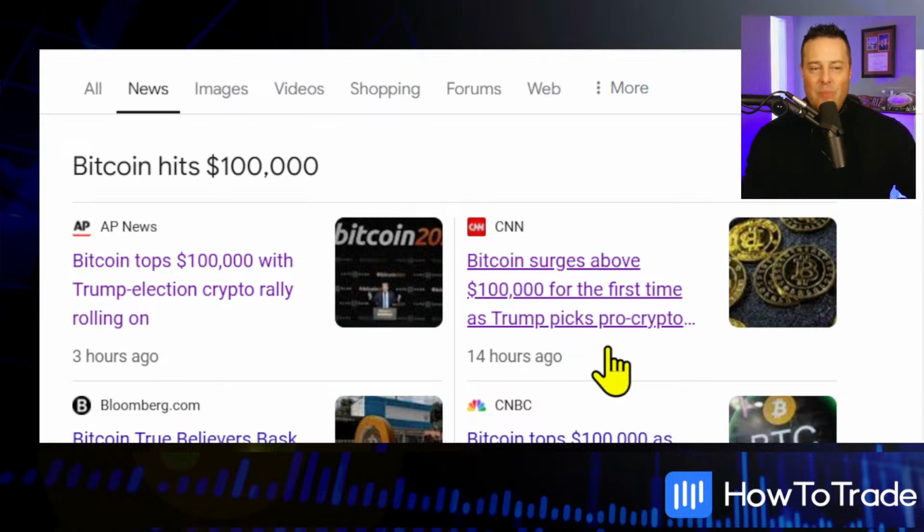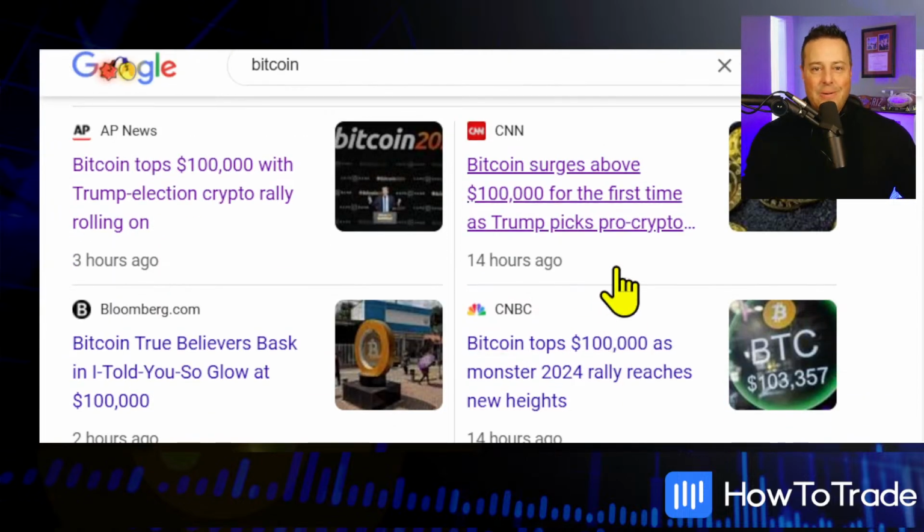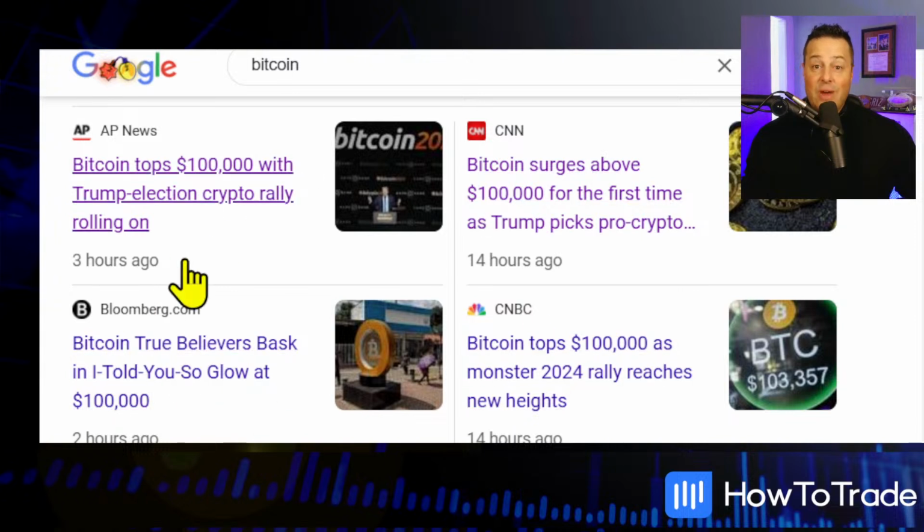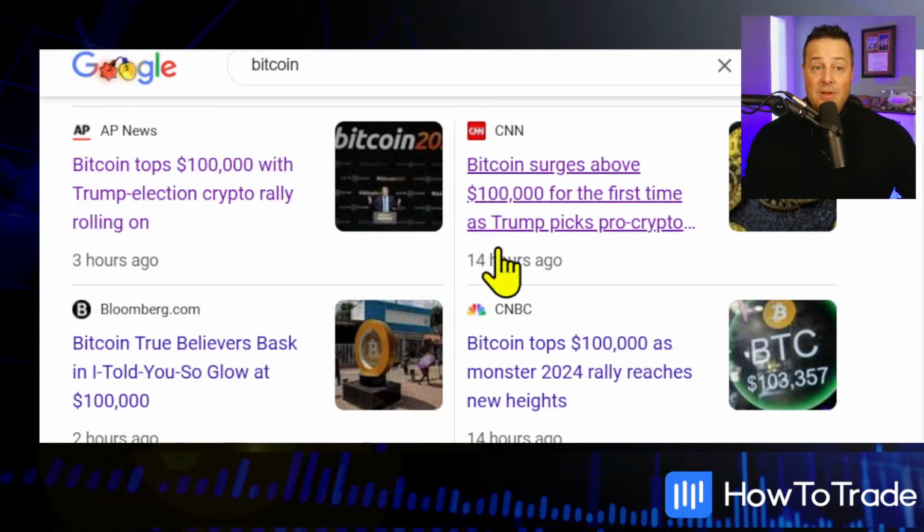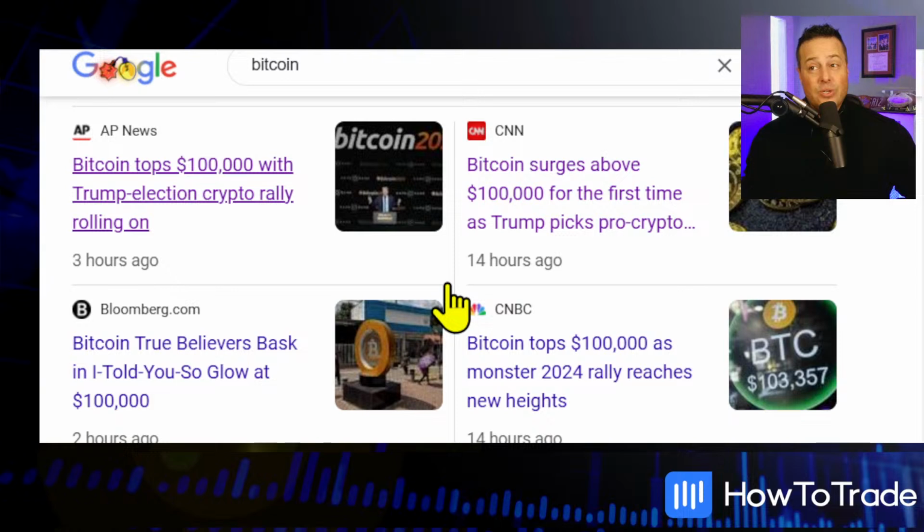Why? Trump picks a pro-crypto SEC chair. You're going to get a friendly regulatory environment for crypto, specifically Bitcoin. Folks are snapping up Bitcoin. Institutions are snapping up Bitcoin.